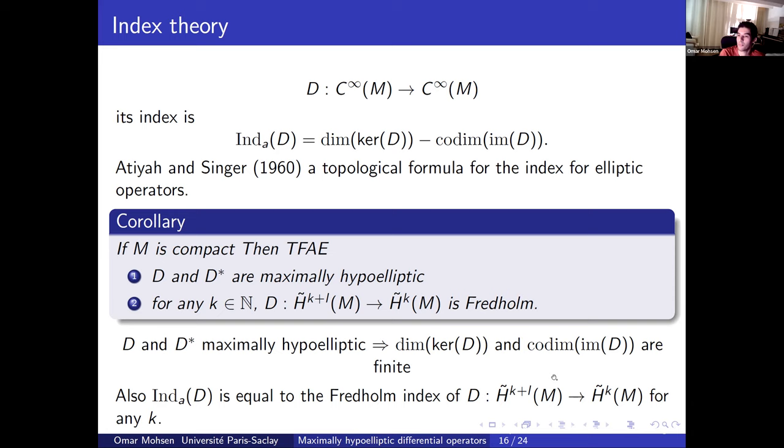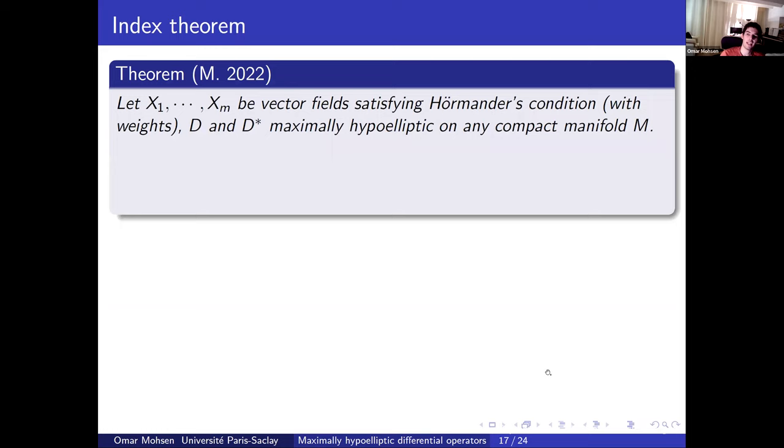And so this is our second main theorem, which is a formula for the analytic index. The theorem is as follows. So again, you take any vector fields which satisfy Hörmander's condition. You can add weights if you want, that makes no difference. On any compact manifold, and you take a differential operator, where both the differential operator and its adjoint are maximally hypoelliptic, to ensure that the analytic index is finite. Then the analytic index can be computed using the principal symbol, and you have the composition of three maps. And I will explain now what these three maps are.